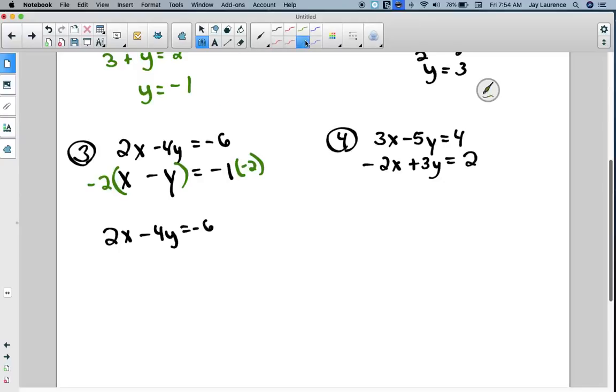Okay, so let's see what I get here. I'm trying to keep the colors consistent so you can tell what's going on. All right.